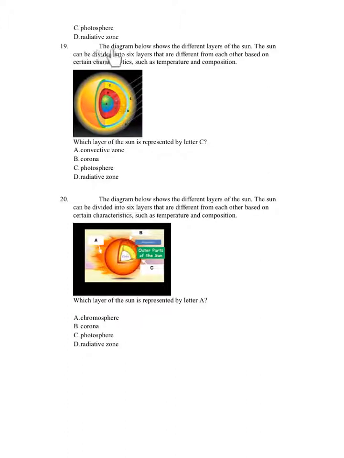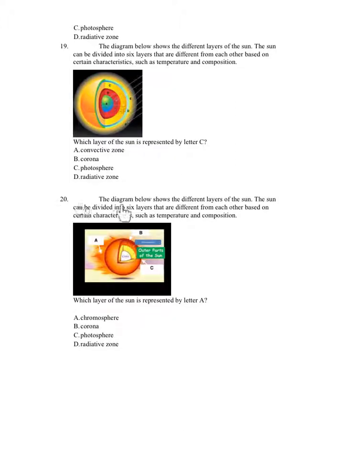Number 19. The diagram below shows different layers of the Sun. The Sun can be divided into 6 layers that are different from each other based on certain characteristics such as temperature and composition. Which layer of the Sun is represented by the letter C? A. Convective zone. B. Corona. C. Photosphere. D. Radiative zone.